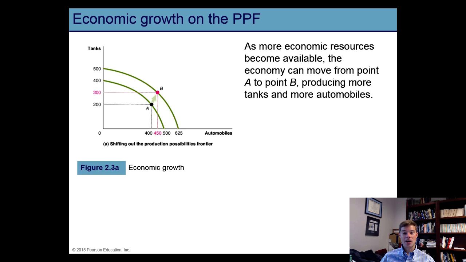We can show economic growth with a production possibilities frontier. At point A, 200 tanks are being produced and 400 automobiles are being produced. With economic growth, more can be produced. So economic growth shifts the production possibilities frontier outward. At point B, 300 tanks and 450 automobiles can be produced. This shows economic growth because more is being produced with the economy's resources.